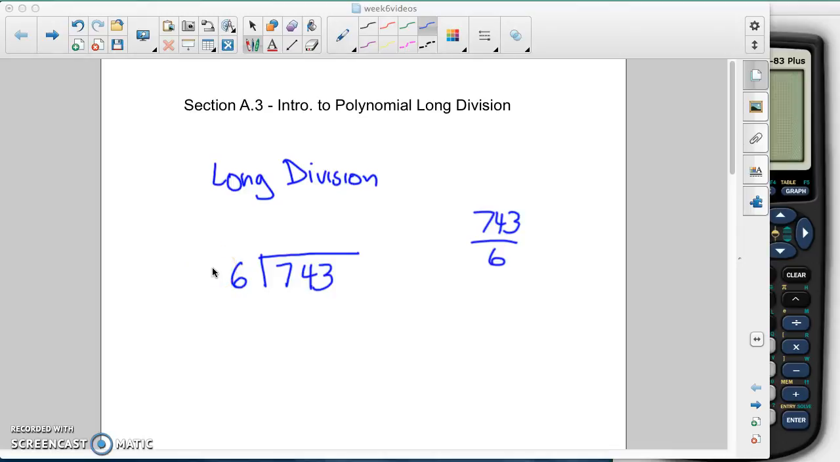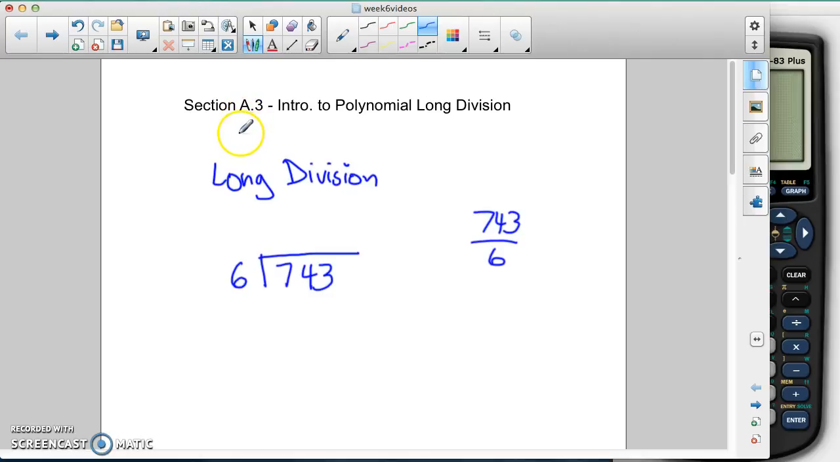Hello, on this video we're going to be looking at polynomial long division. We're just going to introduce it by looking at how long division with real numbers looks like polynomial long division. This is found in section A3 in your textbook. That means it's an appendix, it's in the back.